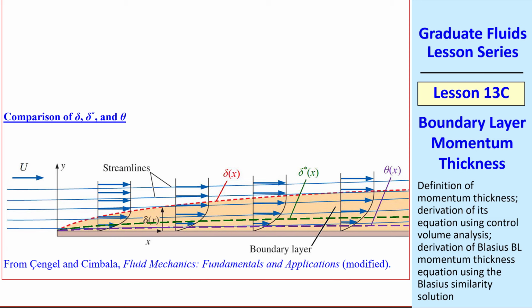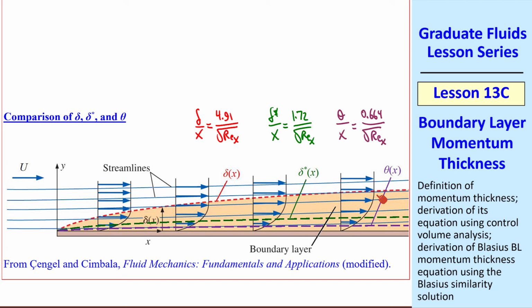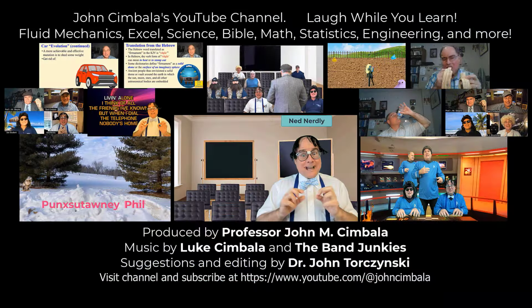Finally, I grabbed this figure from my undergraduate fluids book, where I had plotted delta and some streamlines, and now I carefully plotted also delta star in green and theta in purple. For delta over x, the constant is 4.91. For delta star over x, the constant is 1.72, and for theta, the constant is 0.664. So theta is about 40% of delta star, which is itself about a third of delta. Finally, I comment that neither theta, nor delta star, nor delta are streamlines. In fact, these streamlines will eventually intersect and pass through all three of these thicknesses if you go far enough downstream.